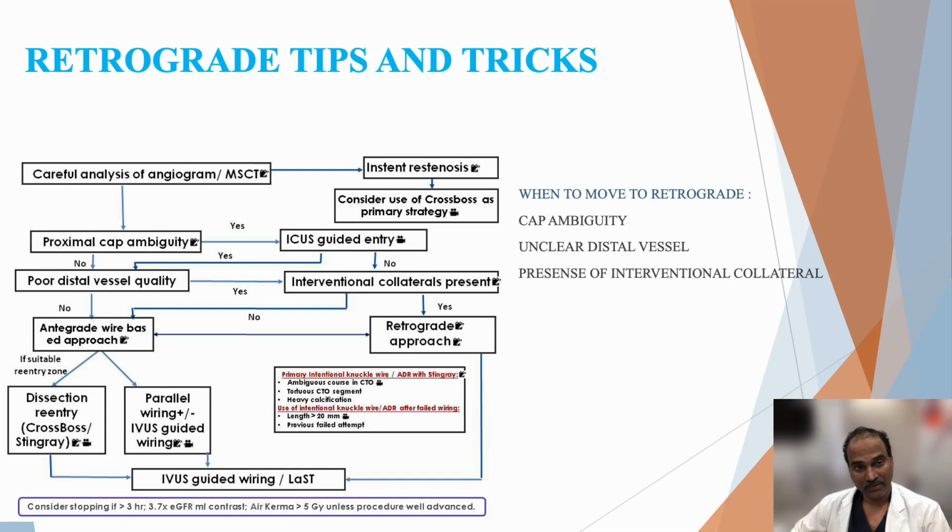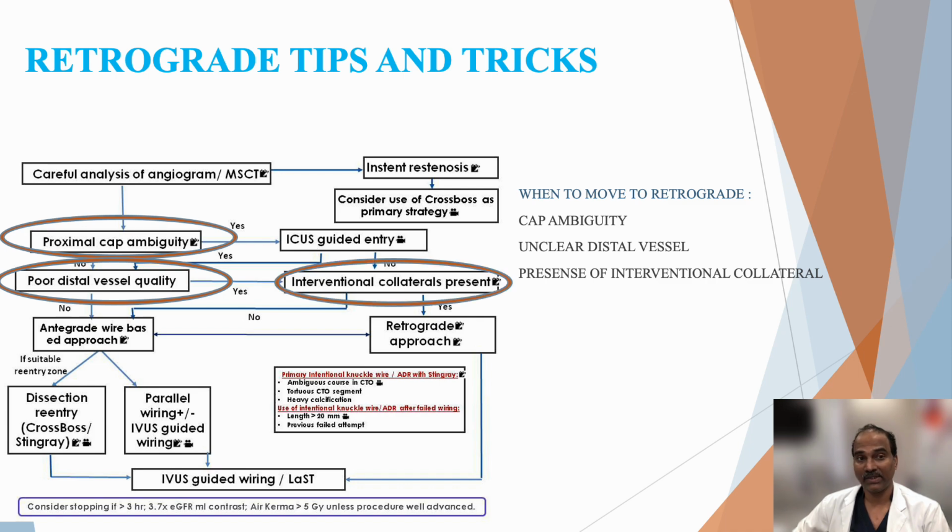And when do we go retrograde? This is very important. When the cap is ambiguous, when the distal vessel is not clearly visible in angiography, and when you have a good interventional collateral. These are the three places where we might end up going retrograde, and sometimes even primary retrograde.